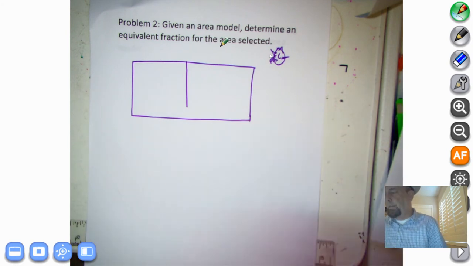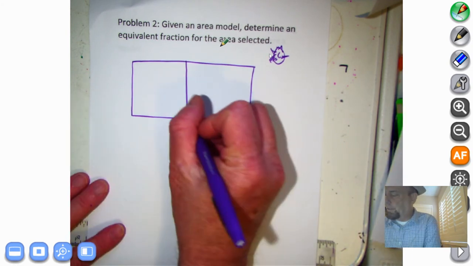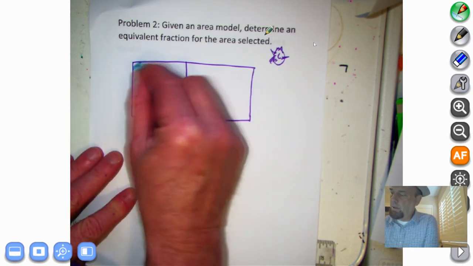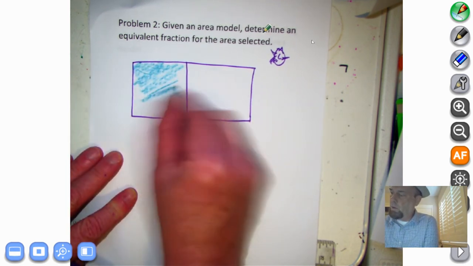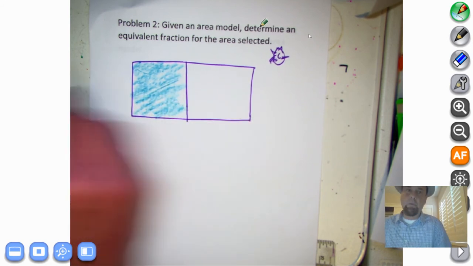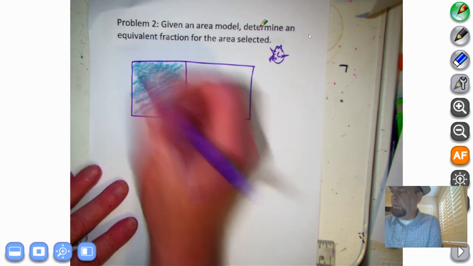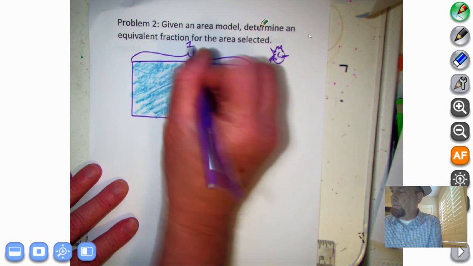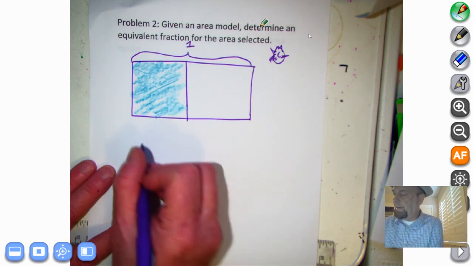So here's our area model. Whoops, didn't quite finish it. And we're going to make this. Remember, this represents one whole, right? So what do we have here? We have one part shaded, but we have two parts. This is the number one right here. So what fraction do we have? Well, we have 1/2, right?